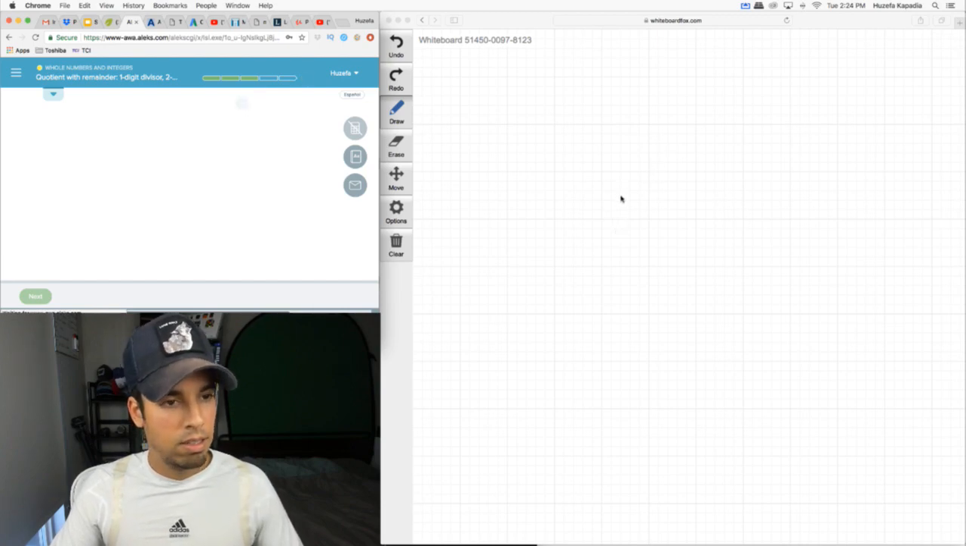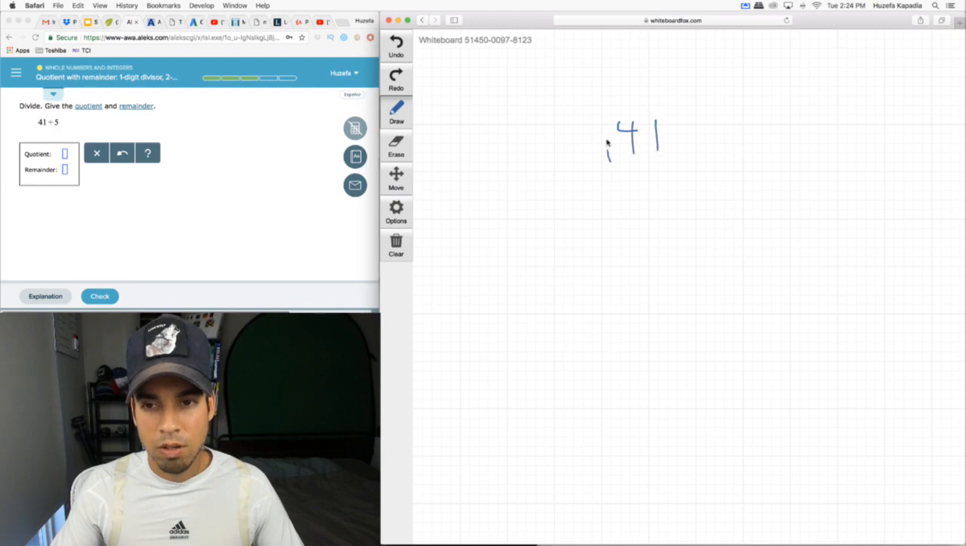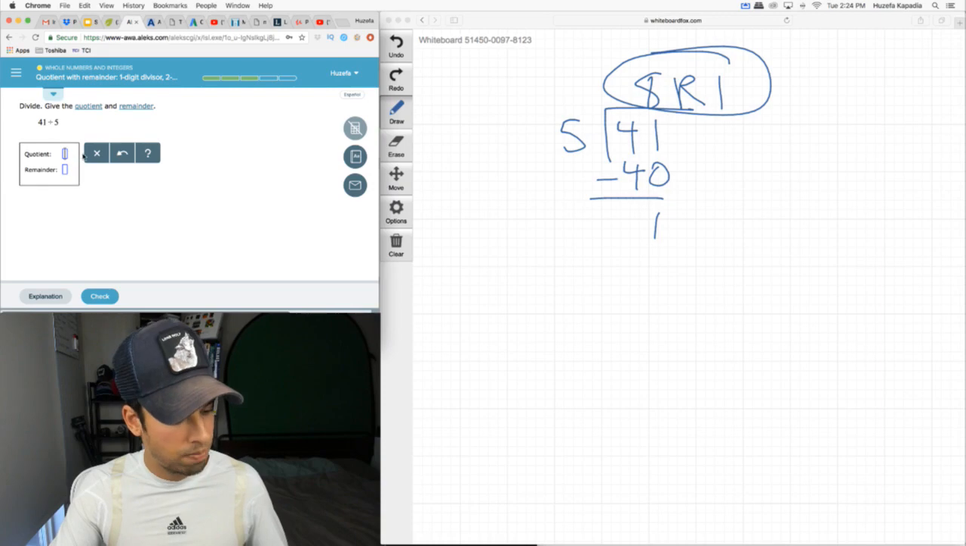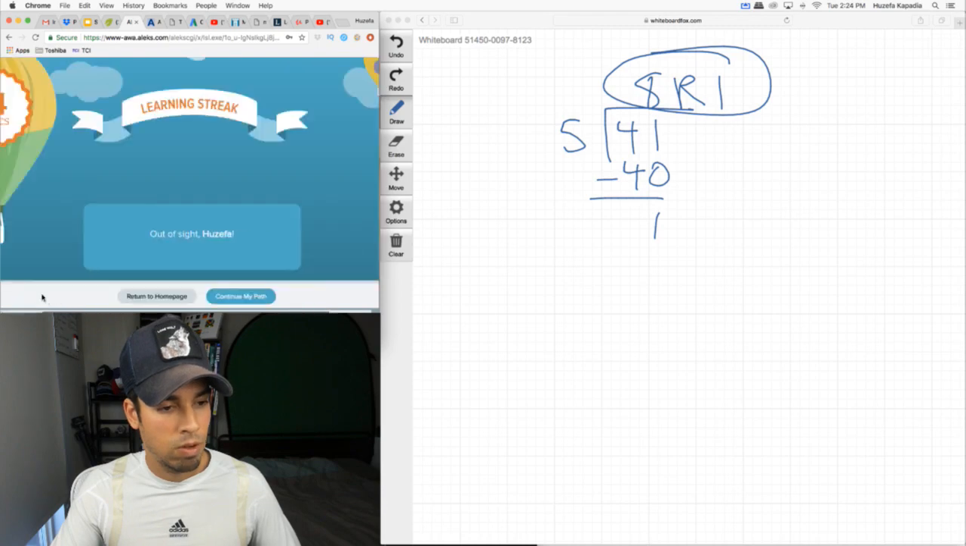Last but not least, 41 divided by 5 goes in 8 times with a remainder of 1. All right, we don't go into the decimals, we're done right there. 8, remainder 1. Cool, next.